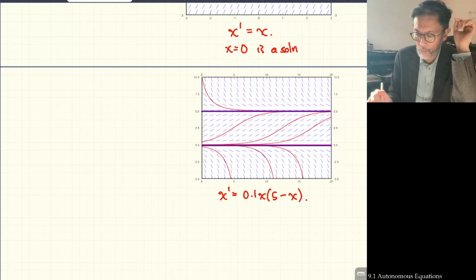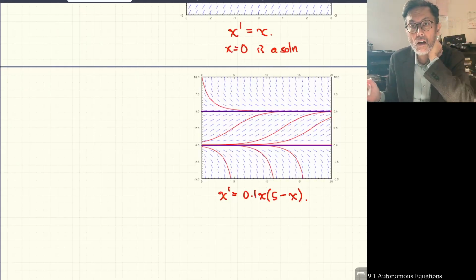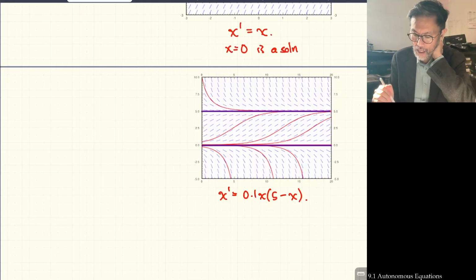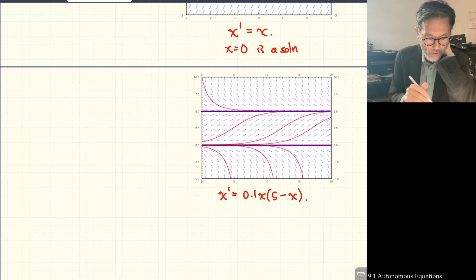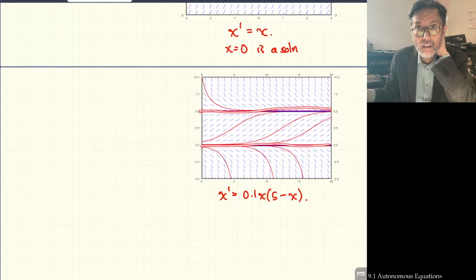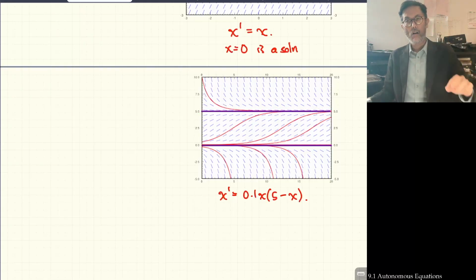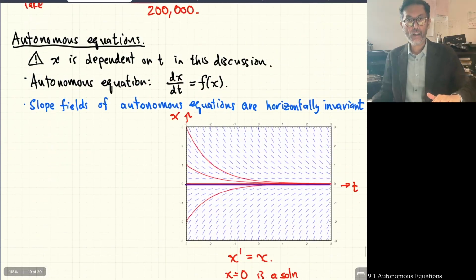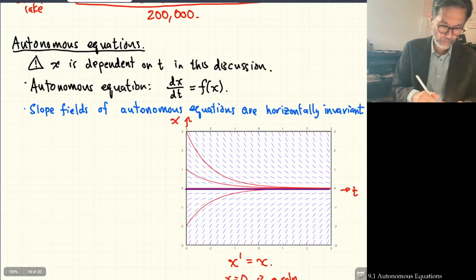Where are these purple solutions? These horizontal line solutions correspond to places where this right-hand side is 0, right? It's 0 when x is 5, and it's 0 when x is 0. And indeed, that's the two solutions that we get here and here, yeah? Okay, so let's characterize what's going on there.